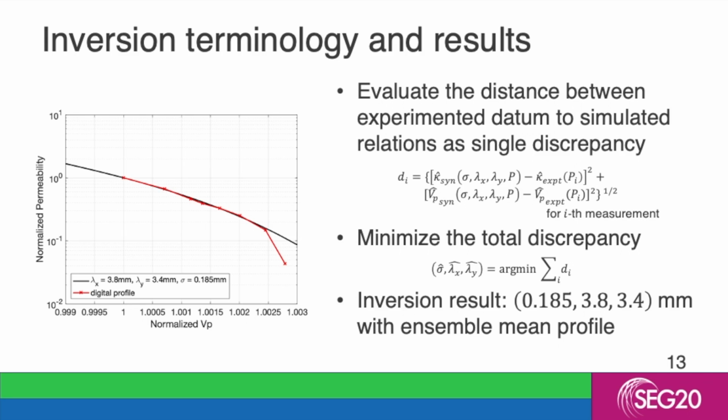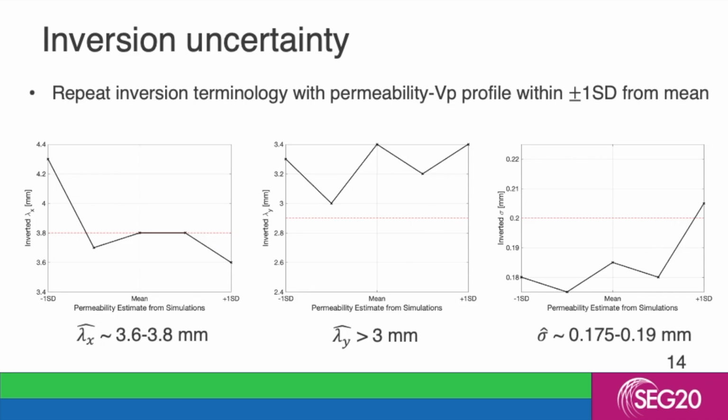We can also look deeper into what happens if we consider the numerical simulation estimate with plus or minus 1 SD uncertainty. So we can repeat the inversion terminology with the profile of the different uncertainty level. For instance, here I'm going from negative 1 SD to plus 1 SD in intervals of half an SD. The red dotted line on this figure shows you the true roughness parameters, while the black dots are the inversion result using respective profiles.